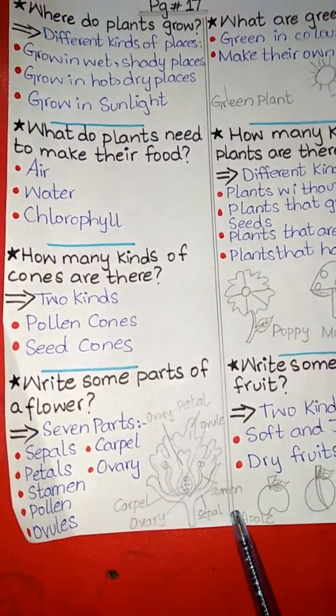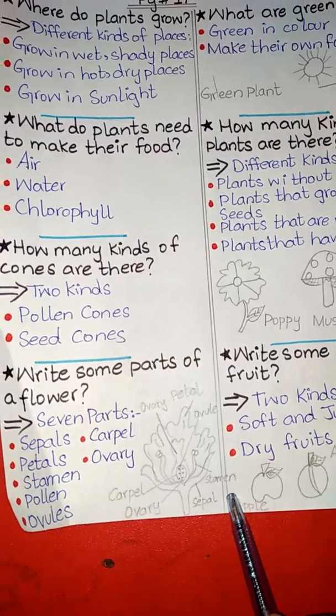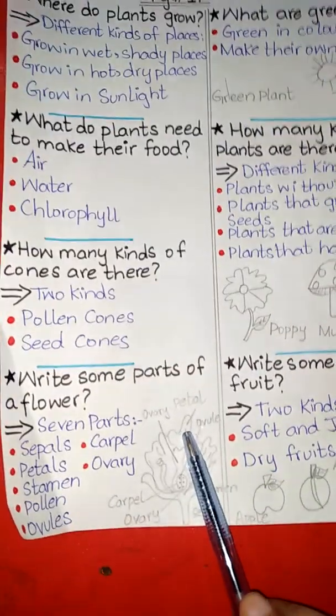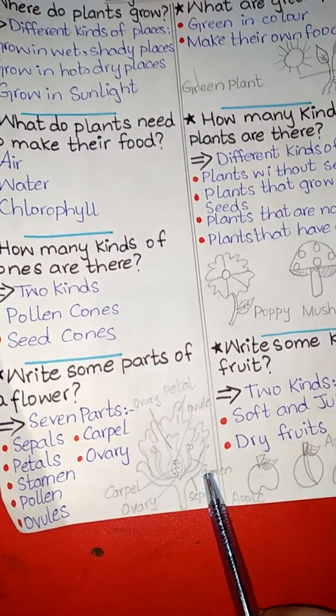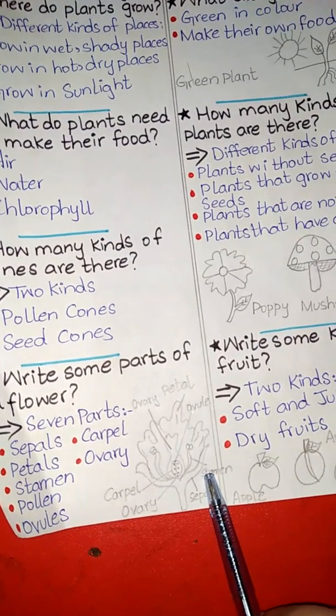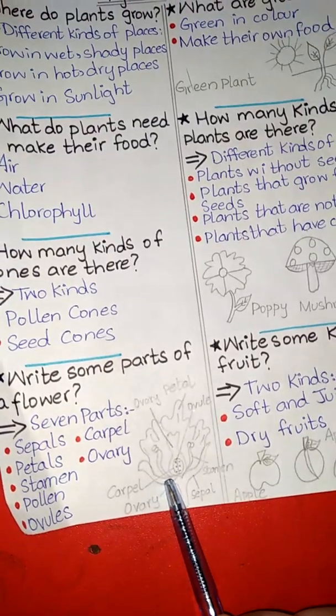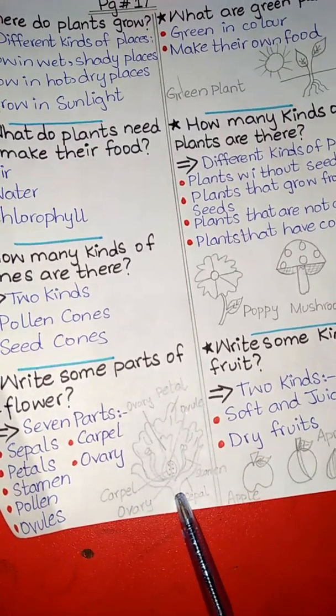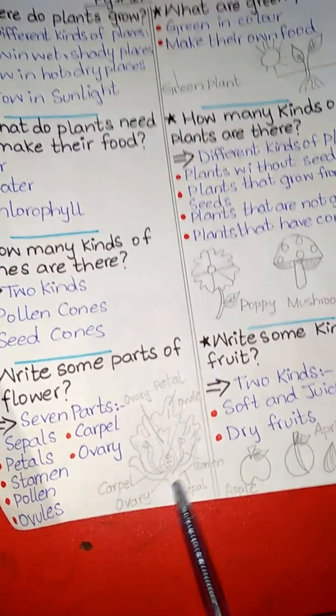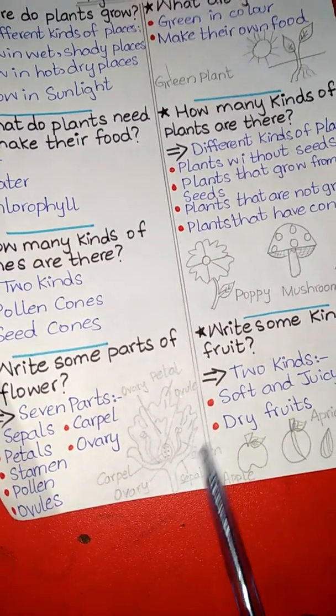Sepals are small leaves that cover the bud. Petals are the leaves of a flower. The stamen makes a yellow powder called pollen. The carpel contains the eggs or ovules which grow into seeds. The lower part of the carpel is called the ovary. The ovary contains the ovules.